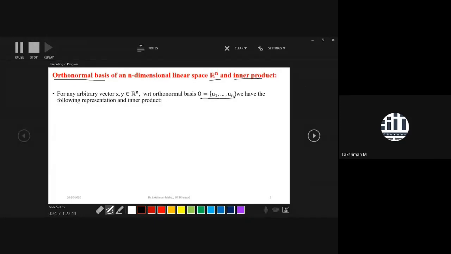So here we consider an orthonormal basis having basis elements u1, u2 up to un, and we will see the following representation. If you are taking any vector x, you might already be used to finding the coordinates of a vector with respect to a given basis. How do we do it? We represent x as a linear combination of the basis elements. After solving this equation, because x would be given here, from there you will get your alphas.